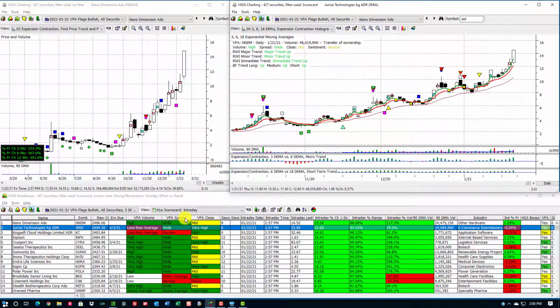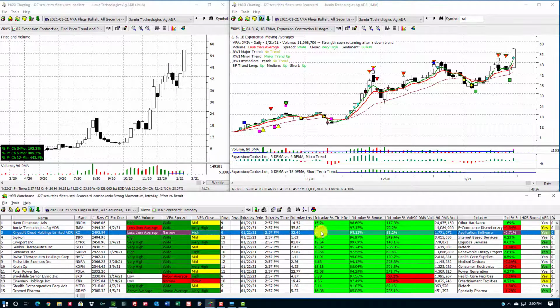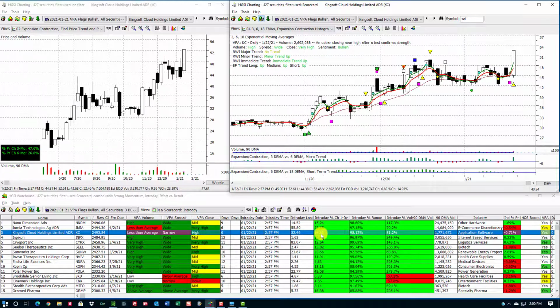Let's look at another one. Okay, where was the crossover? Right here with an effort to rise, but after that the 3 remained above the 6, and then I got a bullish flag yesterday, which was strength seen returning after a downtrend. And look what happened with this stock today. So even though this is an end of day scan, when I put it in the scorecard intraday, it will tell me which of these stocks is following through. Now today's really a mixed day in the market. It looked like it was going to be extremely weak, but it didn't turn out that way.